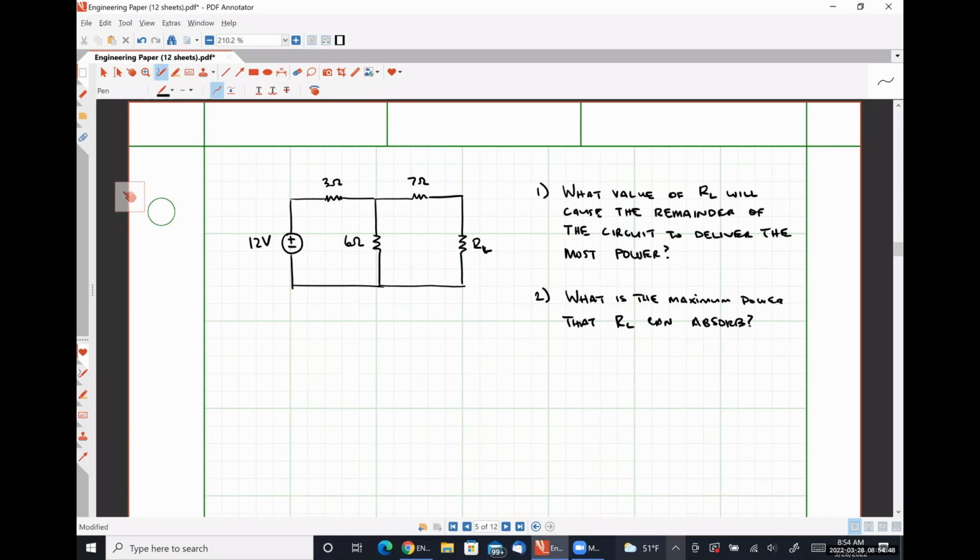Absolutely right. So Victoria has identified that we have a practical voltage source formed by the 12 volt ideal voltage source in series with the 3 ohm resistor. What is the practical current source that is electrically equivalent to that? 4 amps in parallel with 3 ohms.